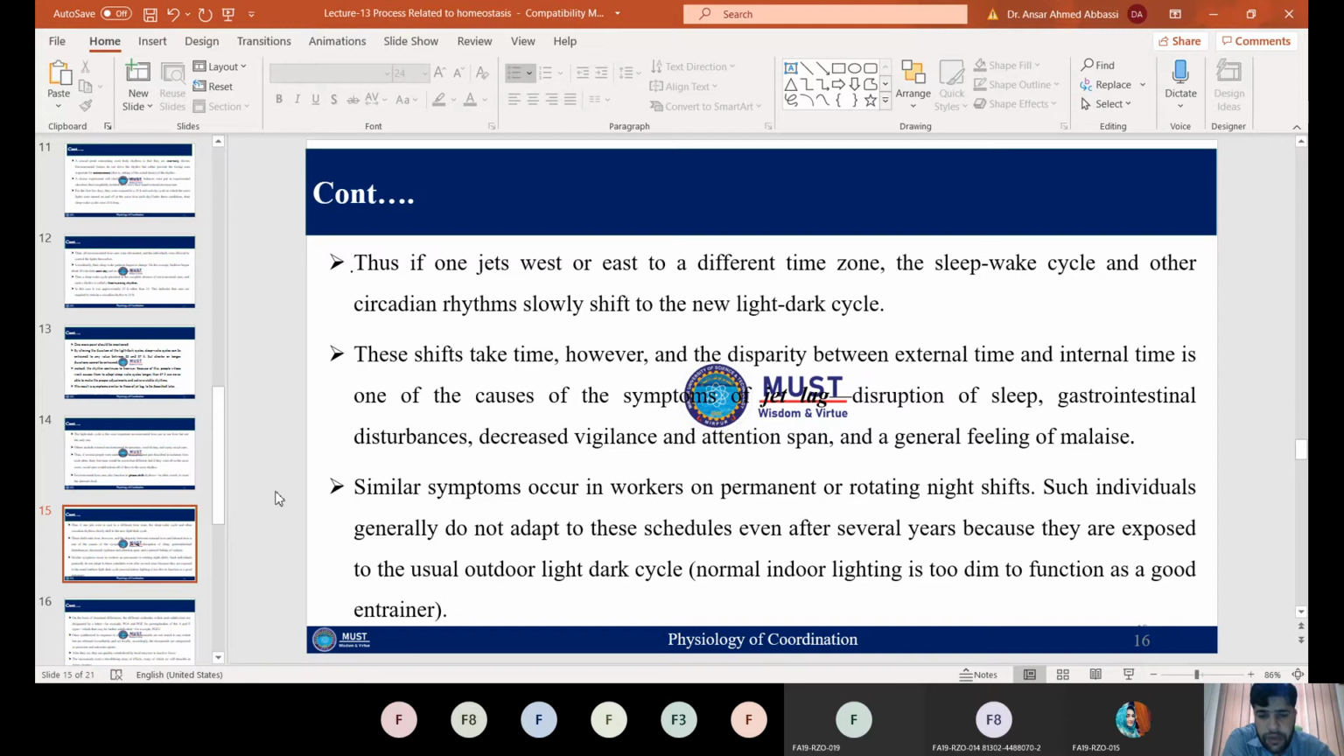Similarly, symptoms of jet lag can also appear in workers who are working permanently or on a rotation basis in night shifts. Such individuals will not adapt to these schedules even after several years, because they are exposed to the usual outdoor light dark cycle, while normal indoor light is too dim to function as a good entrainer.